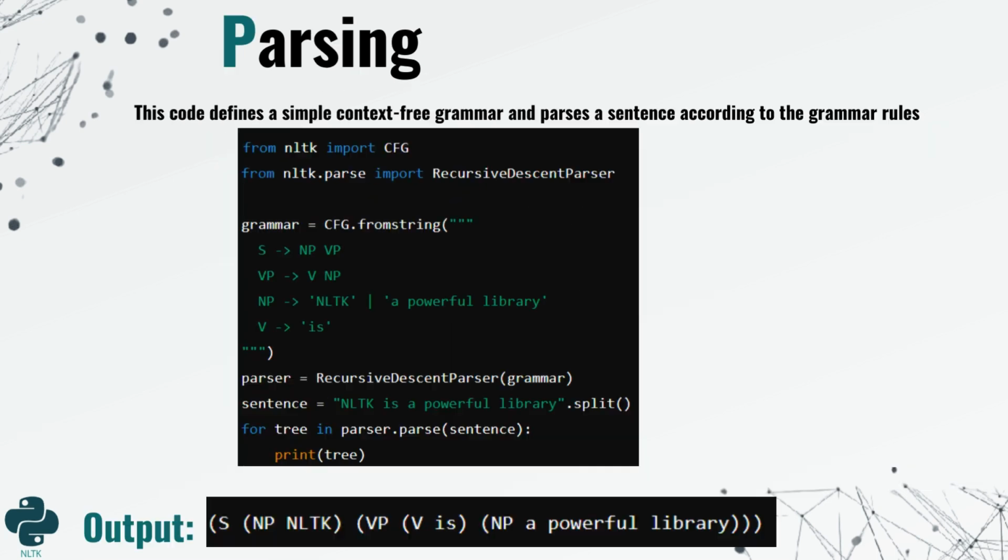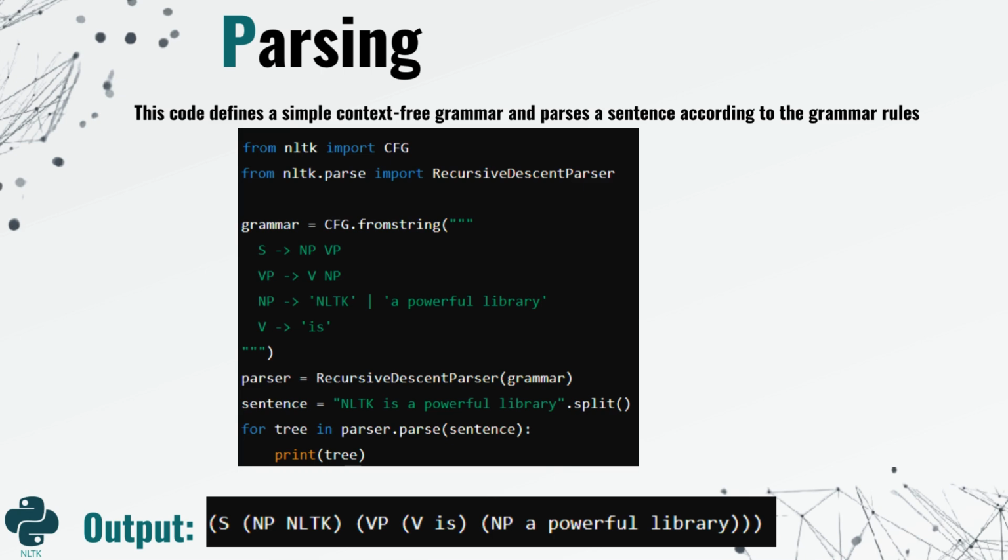After tagging, let's see another one, which is parsing. Now, parsing is analyzing text to identify the structure, such as grammatical elements, to understand its meaning. Let's try to parse a sentence. Now you can see this code defines a simple context-free grammar and parses a sentence according to the grammar rules. Okay, it will use the grammar rules to parse the sentence.